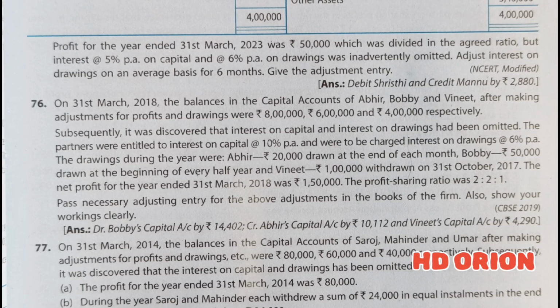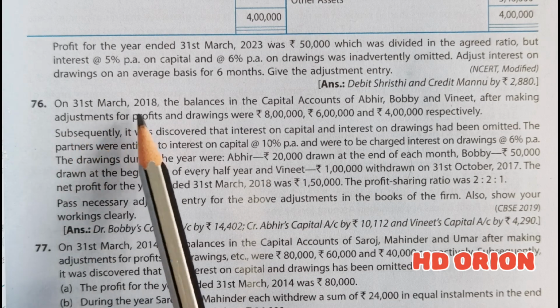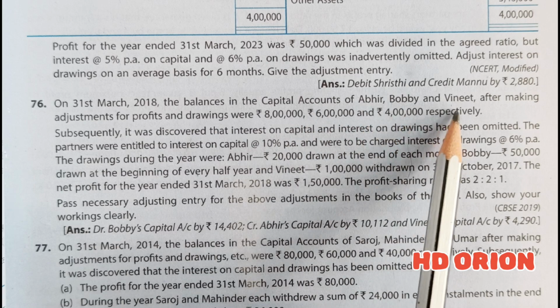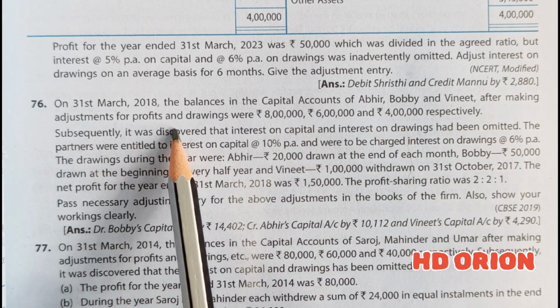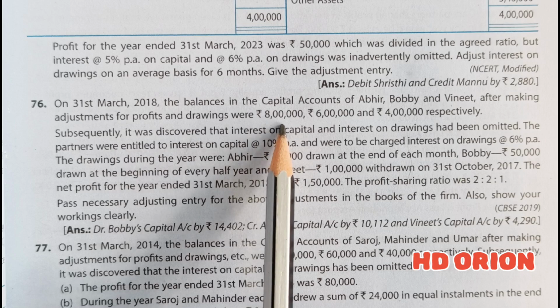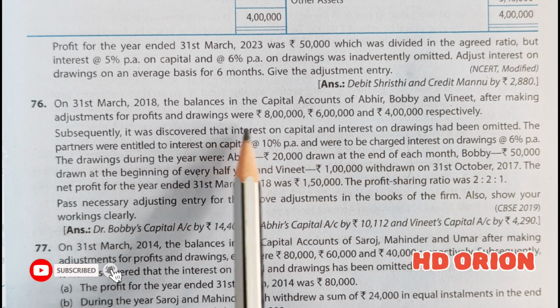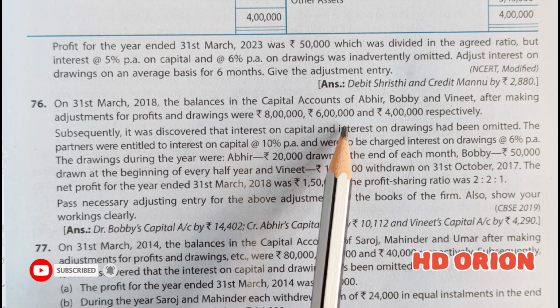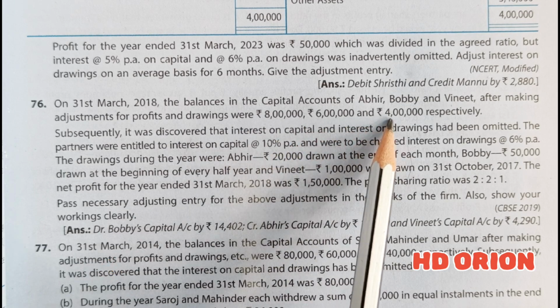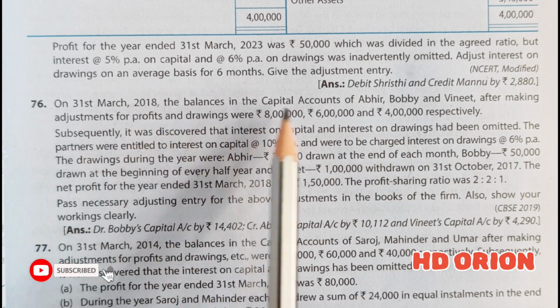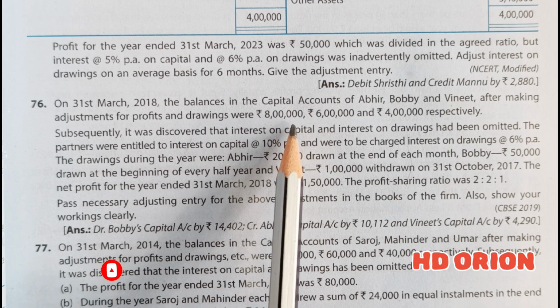Now let us discuss the next question. Question number 76. On 31st March 2018, the balances in the capital accounts of Abir, Bobby and Vineet after making adjustments of profits and drawings were rupees 8 lakh, rupees 6 lakh and rupees 4 lakh respectively. Now, by reading this sentence, you can understand that these are the closing capital balances of the firm because it is on 31st of March and after making adjustments of profits and drawings. It means this is the closing capital balance.